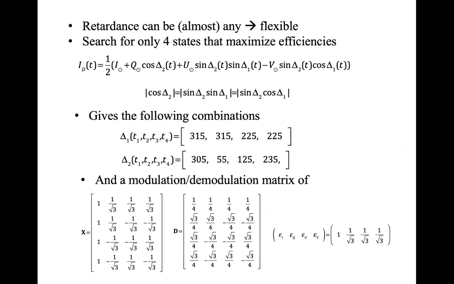This is the demodulation matrix, and you get the efficiencies the best you can do, 0.577 for all four response parameters. There are no zeros here. You're always measuring all the Stokes parameters, and you're only doing four measurements. So I think conceptually, this is the cleanest way of doing polarimetry. VTF is doing that.